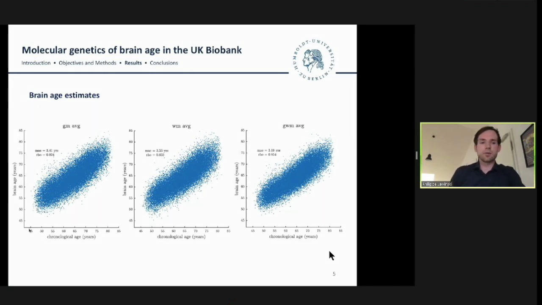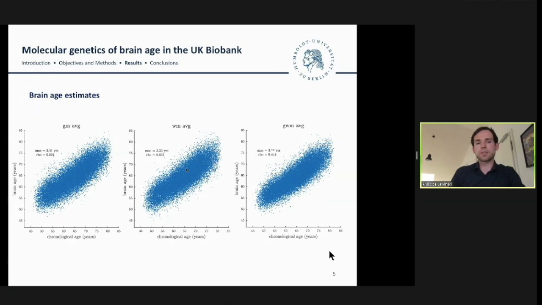What you can see here on the x-axis is the chronological age, and this is the brain predicted age. And you can see that there is a strong correlation between these variables. The correlations were all above 0.8, and the mean absolute error reached about 3.2 years in the combined gray-white matter brain age case. But what you can also see is that there is some variance left.